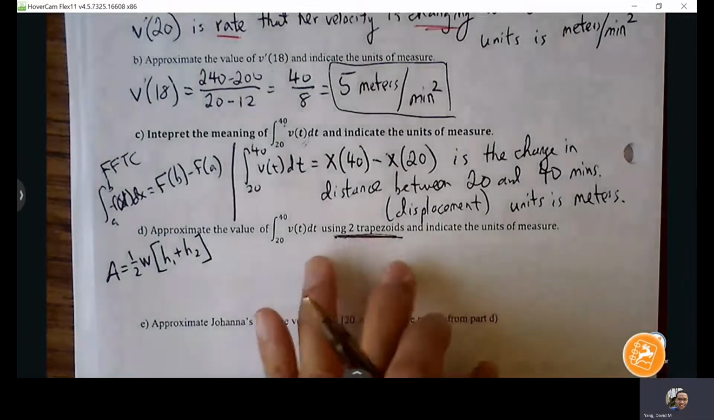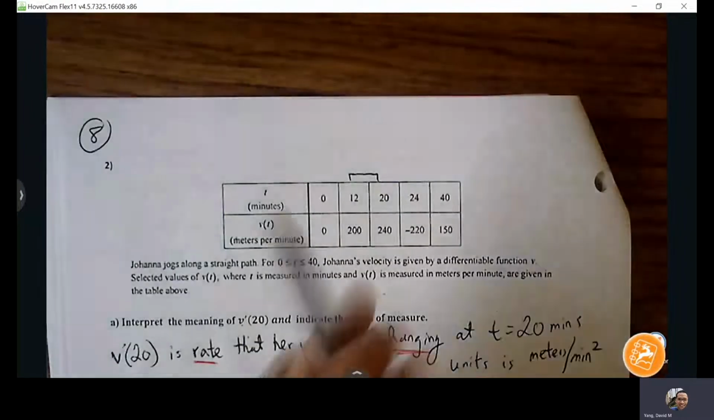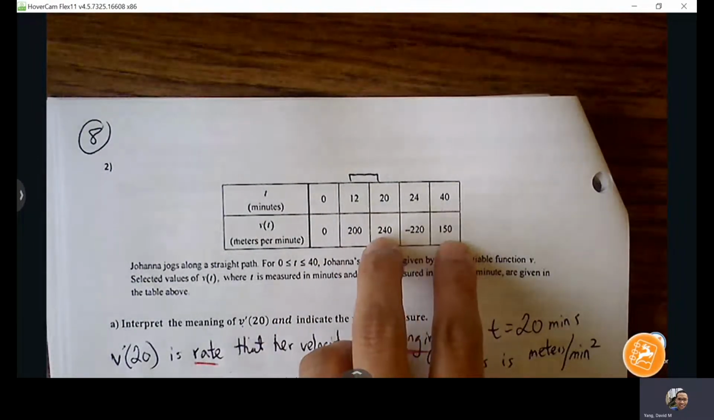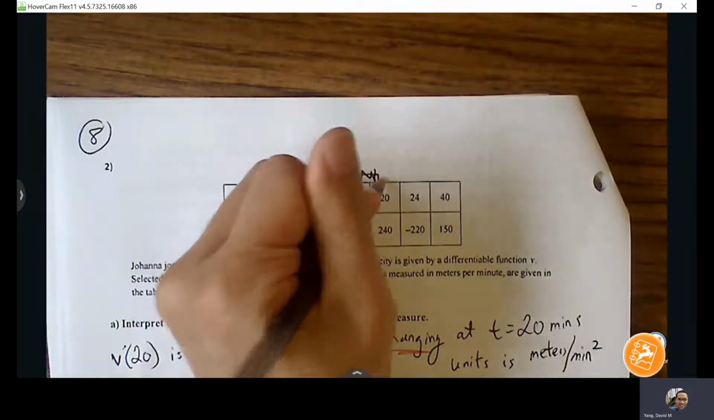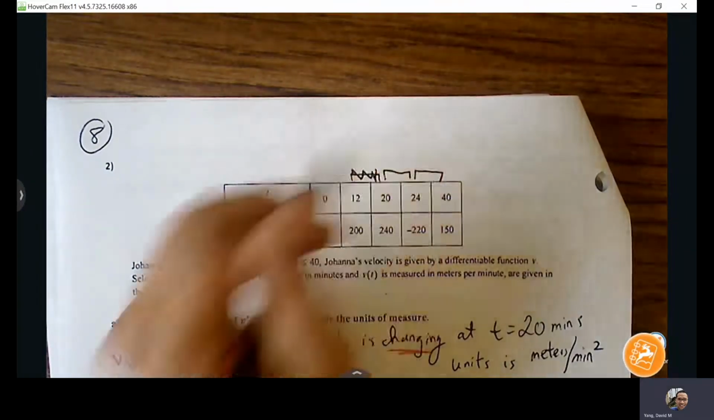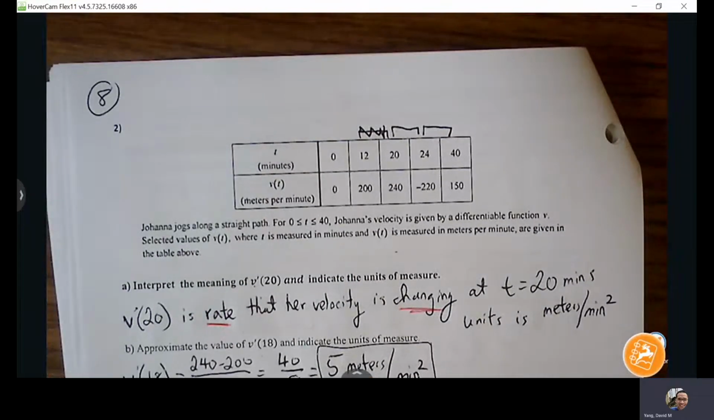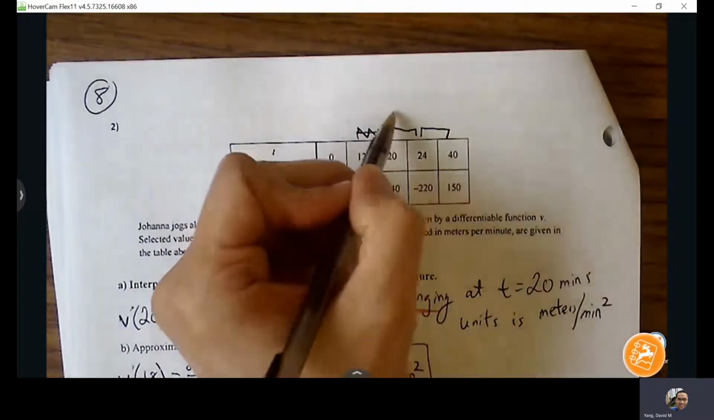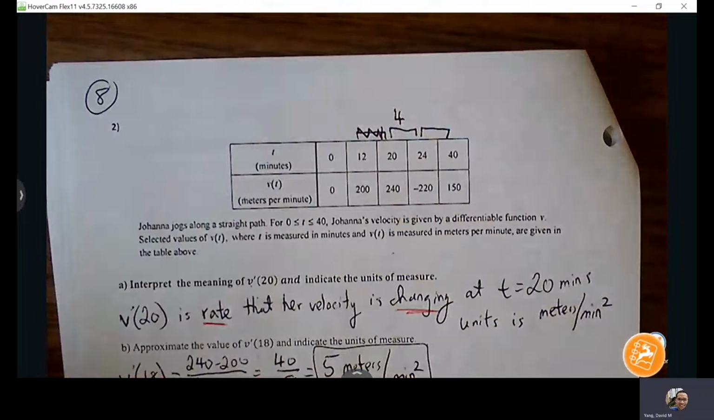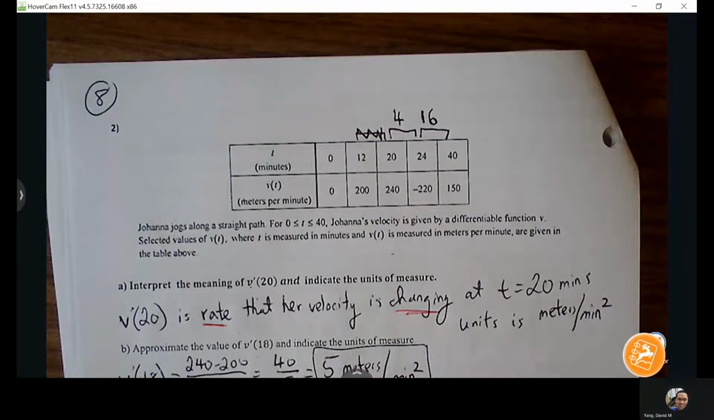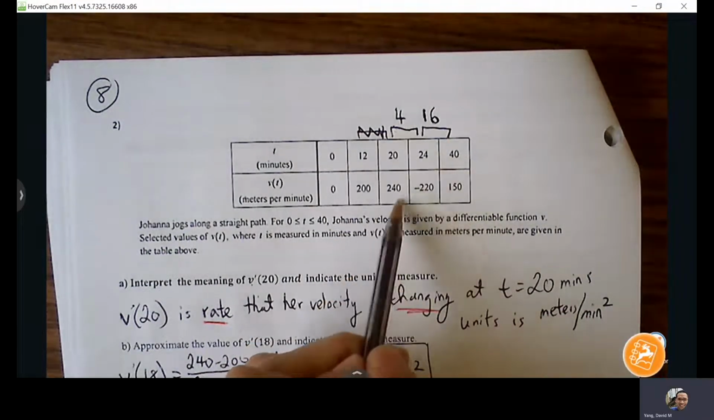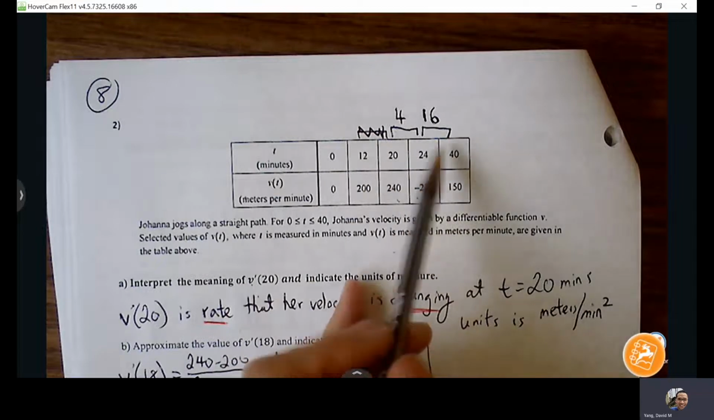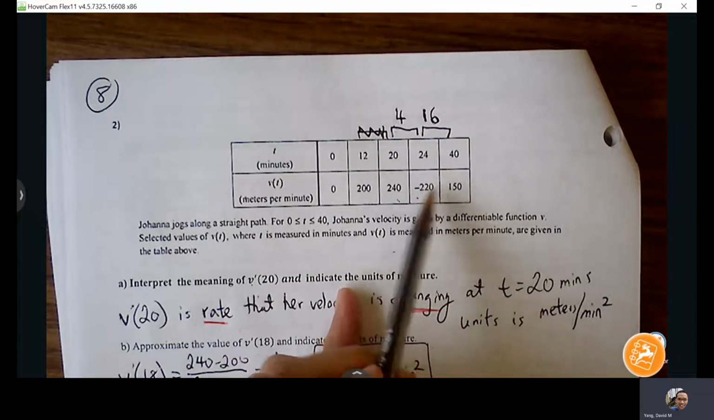Okay, two trapezoids between 20 and 40. So we look at our table, and we want to separate our interval into two subintervals. Both will span across two ordered pairs. We do subtract the times to get the width. So the width for my first trapezoid is going to be 4. The width of my second trapezoid will be 16. Okay, one-half width times height 1 plus height 2, that's my first trapezoid. Second trapezoid, one-half width times height 1 plus height 2.